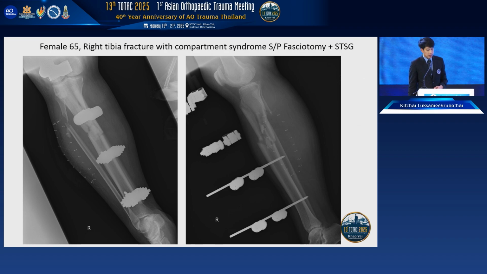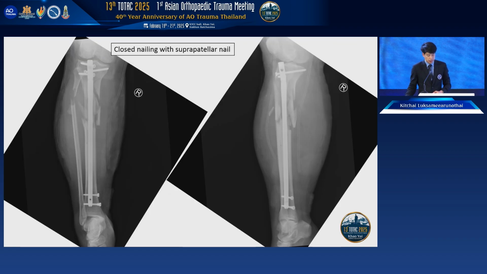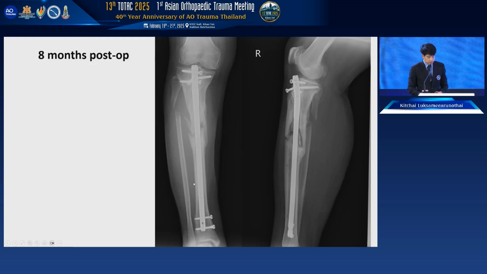And the fracture is quite proximal. It extends from the proximal tibia, extraarticular, to the proximal one-third. So this is what the first surgeon decided to do. He decided to do nailing with a suprapatellar nail, because I think he said he didn't want to open and put a plate because of the soft tissue injury.